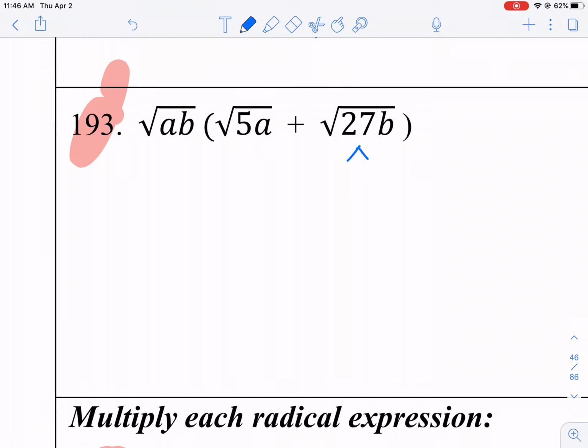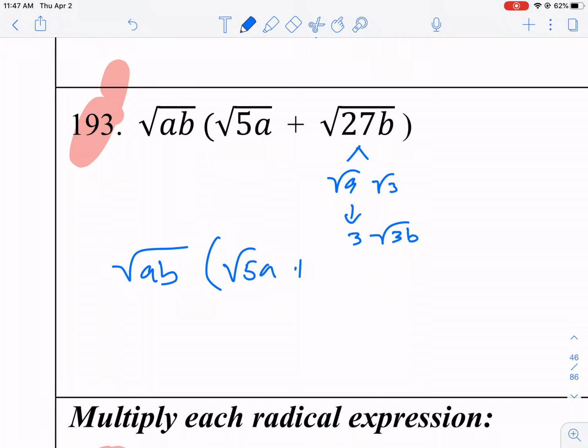So I can work with 27. That's 9 and 3, which is then 3 square root of 3, keep the b there. Okay, so I'm going to rewrite this. It's going to be the square root of ab times the square root of 5a plus 3 square root of 3b. Distributing, I'm going to get the square root of 5. When I multiply these a's together, that just brings an a to the outside because it's an a squared, which then brings an a to the outside, and I still have a b here.